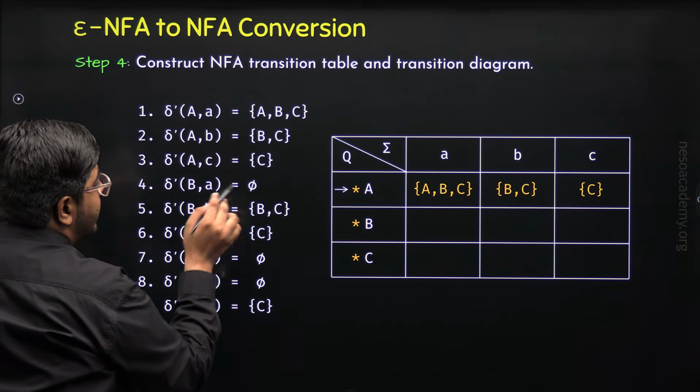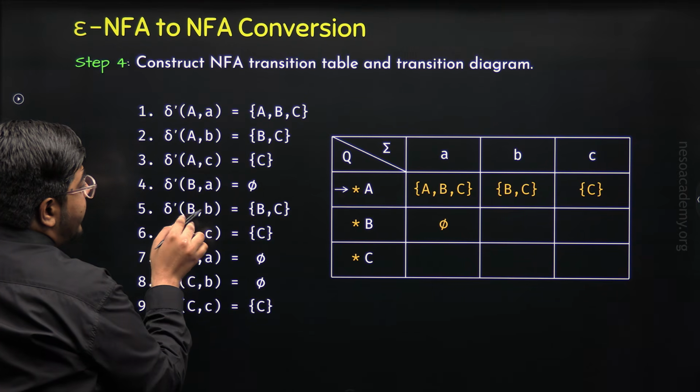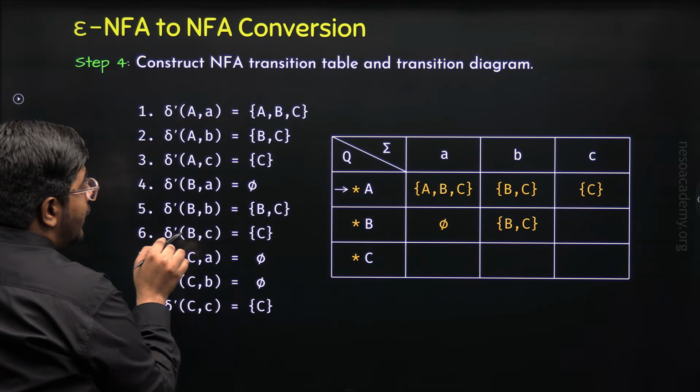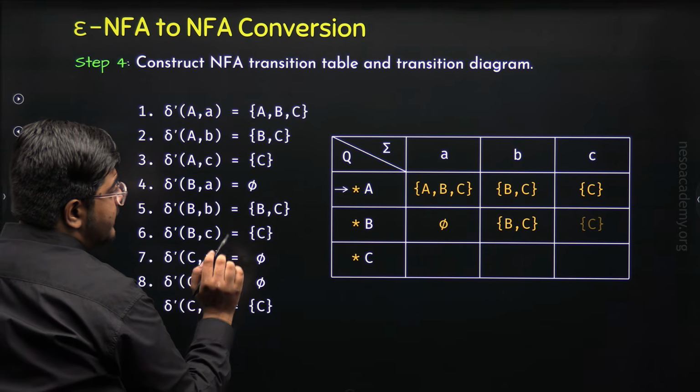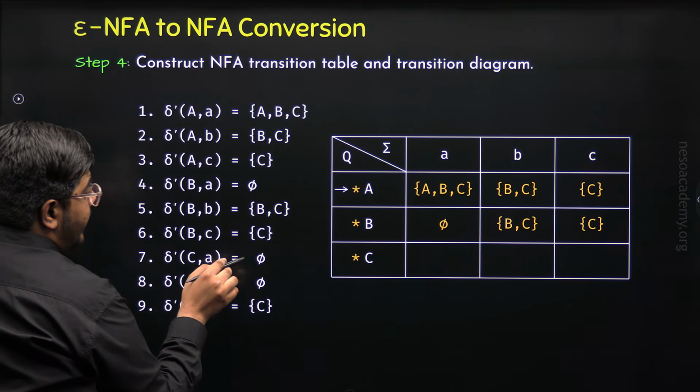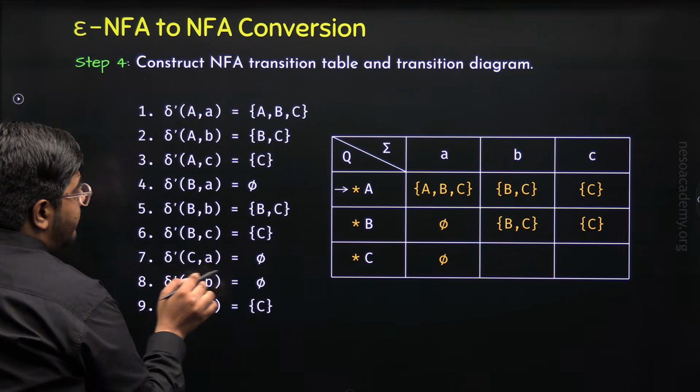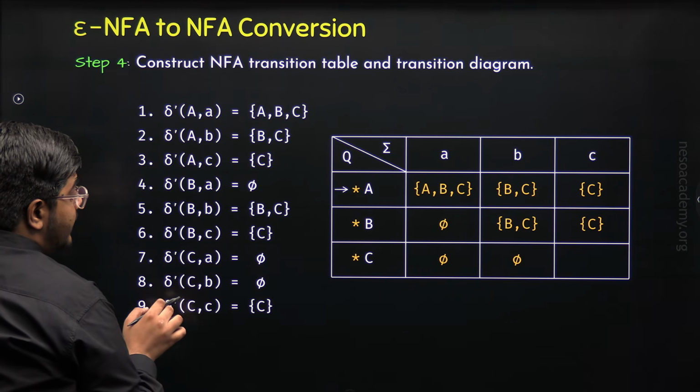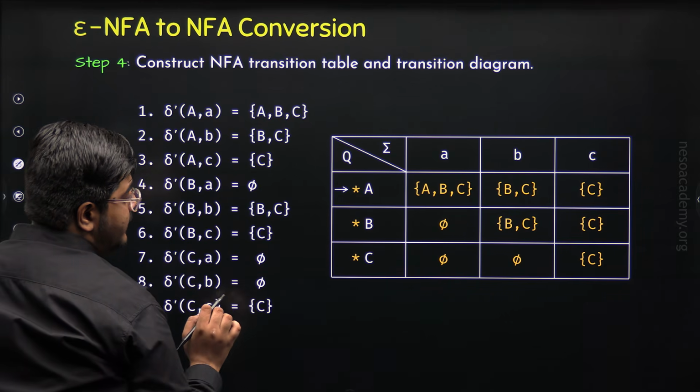B on a gives phi. B on b gives B, C. B on c gives C. C on a gives phi. C on b gives phi. And C on c gives C.